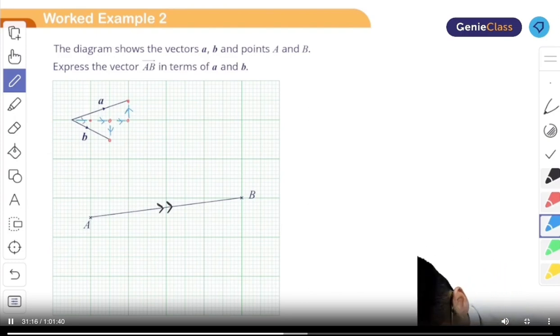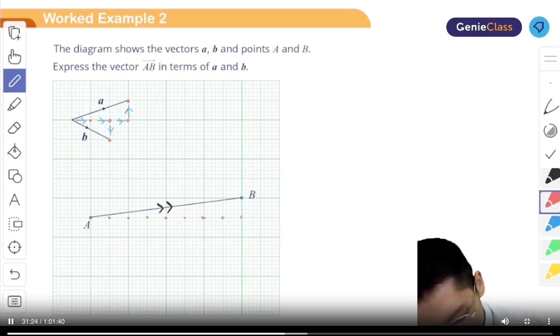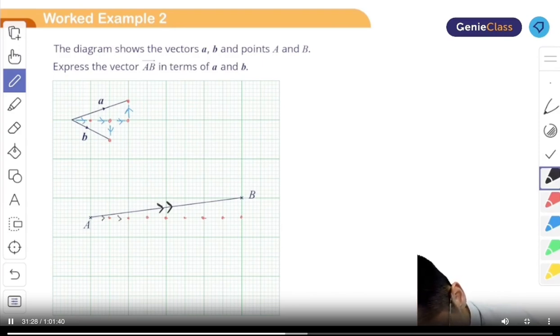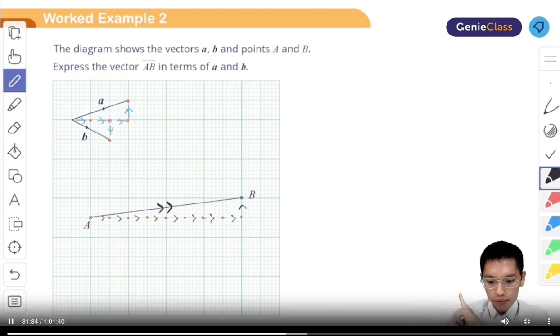For the resulting vector, let's visualize how much we have: 1, 2, 3, 4, 5, 6, 7, 8, and 1 up. We can use the boxes over here to identify what is my A, what is my B. So it's 8 forward, 1 up. How do we visualize this? First things first, we need the vector to go forward and up first, because the vector is going up somehow.